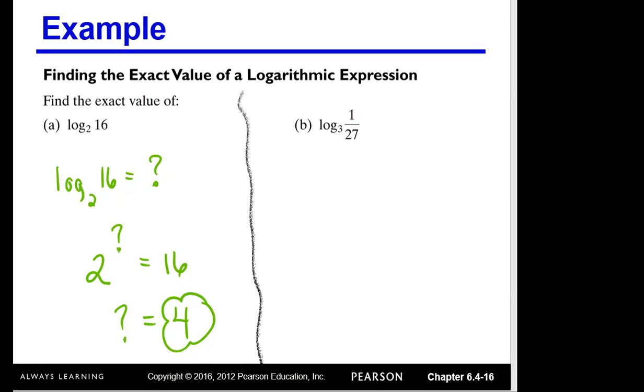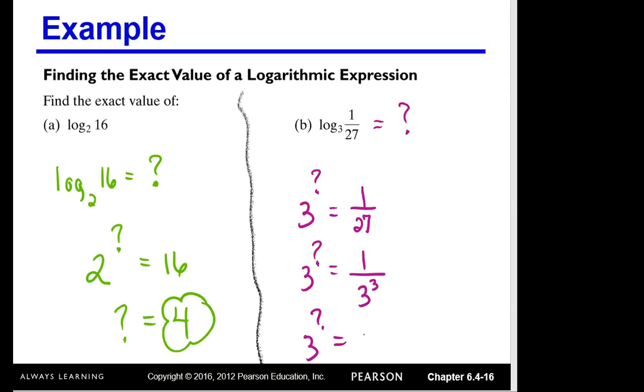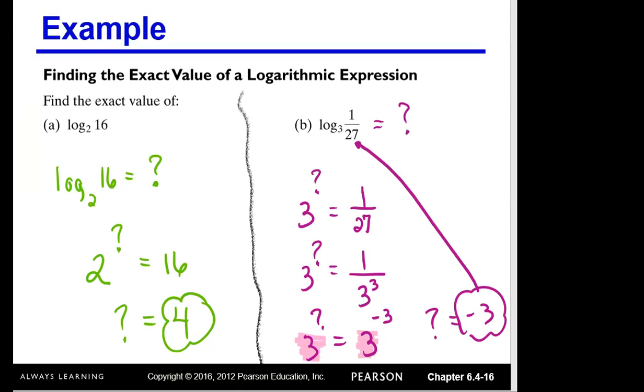And then same thing over here, log base 3 of 1 over 27 is equal to what? So it's base 3 to the what would equal 1 over 27. I'm going to change my 27 to a base 3 number. I'm actually solving this exponentially. 27 is 3 cubed, but 1 over 3 cubed is the same as 3 to the negative 3. And now you can see that your bases are the same. I have a 3 to the this equals a 3 to the that. So my question mark is actually equal to negative 3. The answer to this is negative 3.